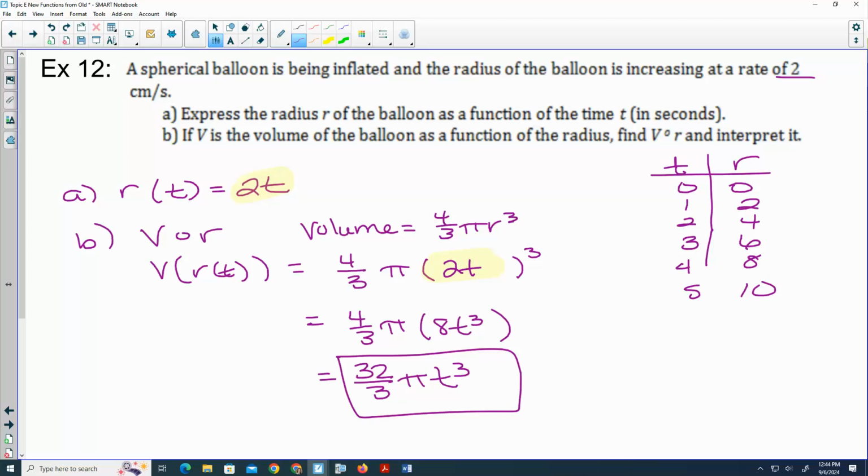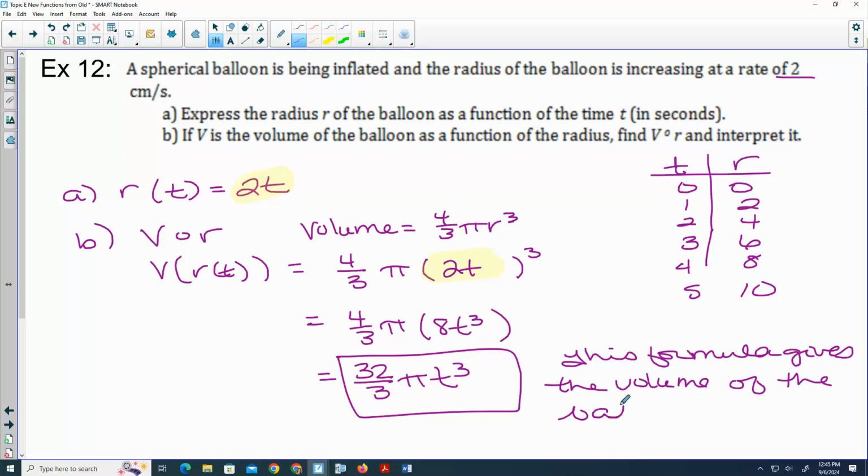All right. Then it asks me to interpret it, which is really what I just said. So this formula is the volume of the balloon at a given time.